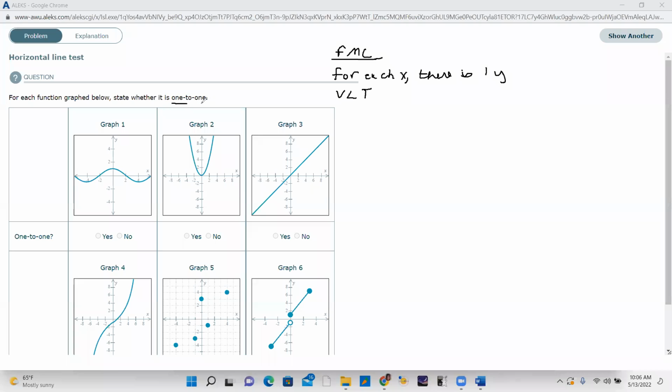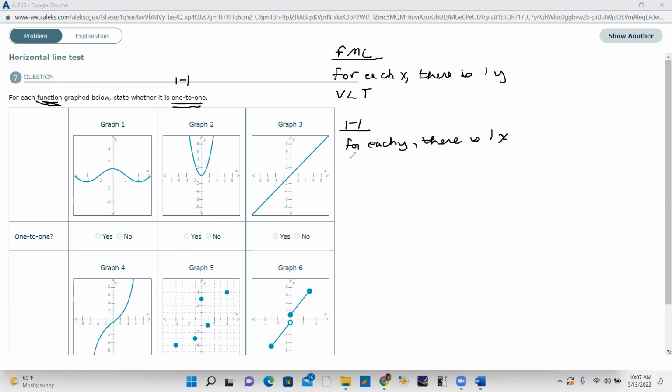And now we're going to talk about one-to-one functions. We already know it's a function, but now we want to know, is it a one-to-one function? One-to-one functions are already functions. I usually write one-to-one like that, 1-to-1. For a function to be 1-to-1, it's true that for each y there is one x. So taken together, for each x there's one y, and for each y there's one x.